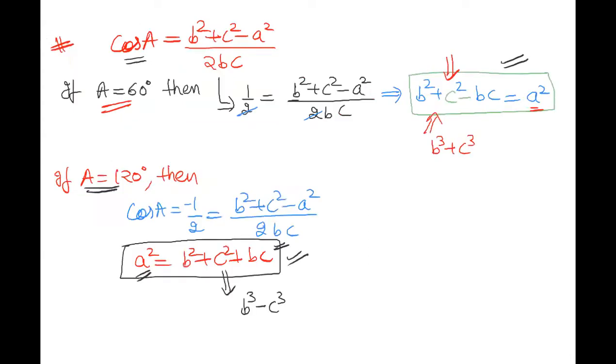So if we have a negative sign in between, B square plus C square minus BC is equal to A square, that means angle A will be 60 degree. And if we have a plus sign, B square plus C square plus BC is equal to A square, then angle will be 120 degree.